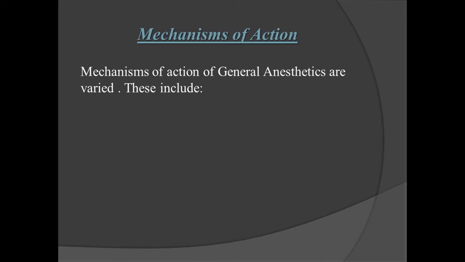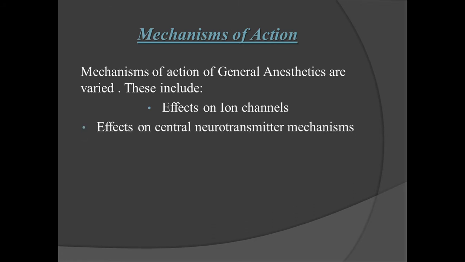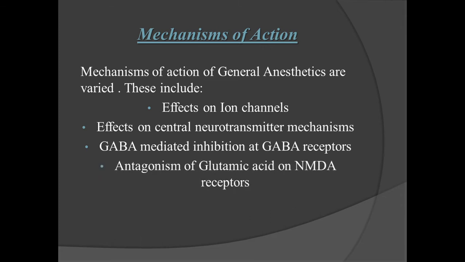Now, coming towards the mechanisms of action. Different drugs have different mechanisms of action. Mainly, they may act by their effects on the ion channels with subsequent effects on central neurotransmitter mechanisms, while some drugs can act by causing inhibition on the GABA receptors, such as barbiturates, benzodiazepines, inhaled anesthetics, propofol, etomidate, etc. While other drugs such as ketamine can cause the antagonism of glutamic acid on NMDA receptors. The last mechanism is the effect on the strychnine sensitive glycine receptor.